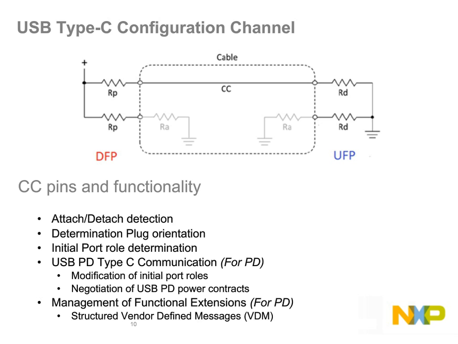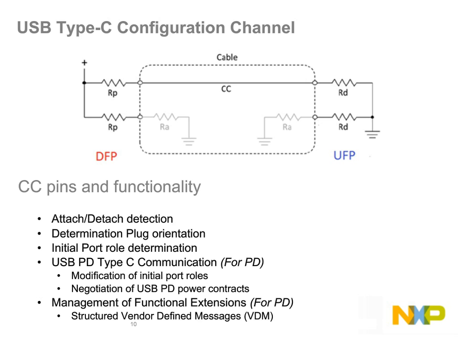port. Also, one thing to note, the DFP has pull-ups on its side on the CC pins, while the UFP has pull-downs on its side on the CC pins. So essentially, the side that will become a power provider will have a pull-up on the CC lines, and the side that becomes a power receiver will have a pull-down resistor on its CC line.